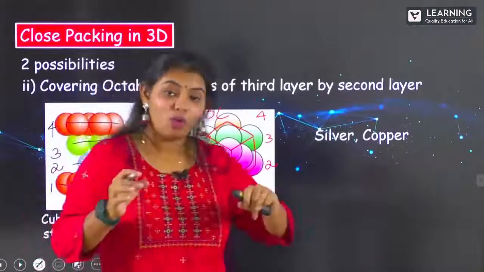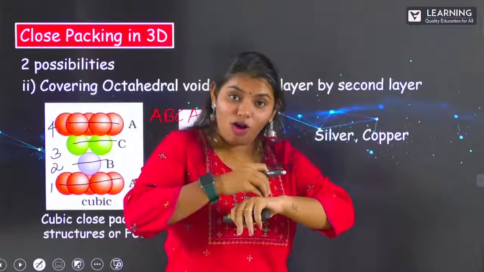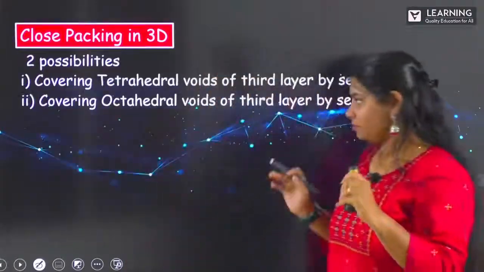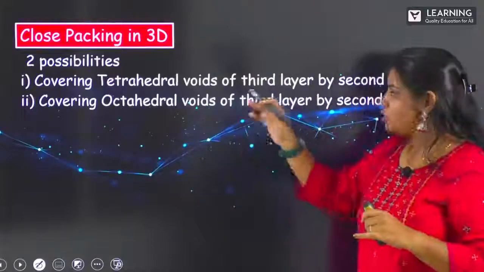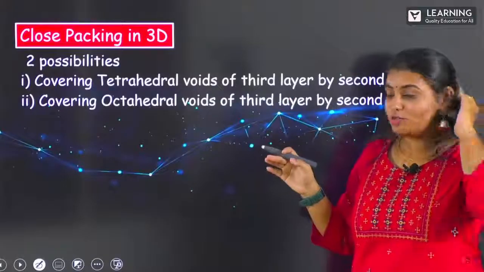Now we saw how the covering happens. Third layer covers the second layer, covering what? The tetrahedral voids and octahedral voids. Just a recap of it. So covering tetrahedral voids by the third layer and then covering the octahedral voids by the second layer.